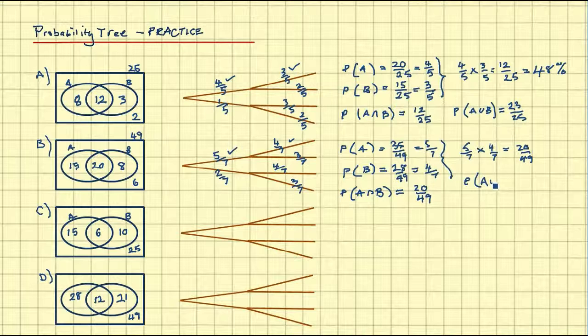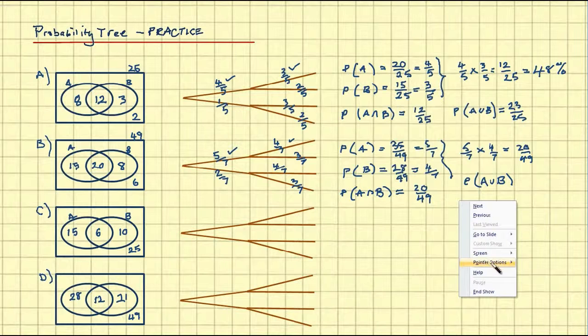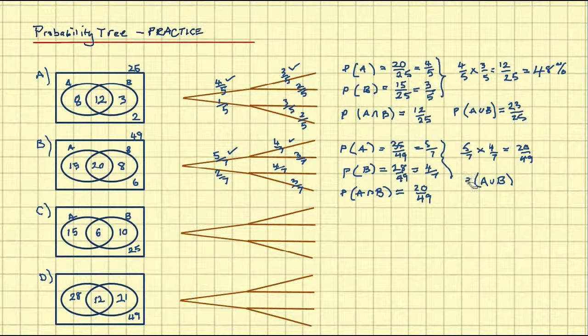Probability of A or B. Well, you just go back to the Venn diagram. 15 add 20 is 35, plus 8 is 43. So 43 out of 49.